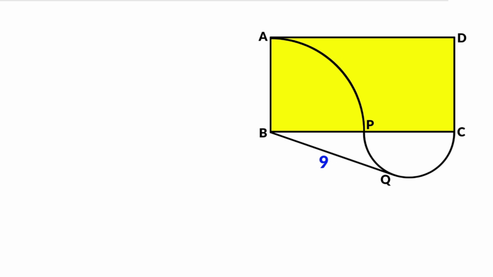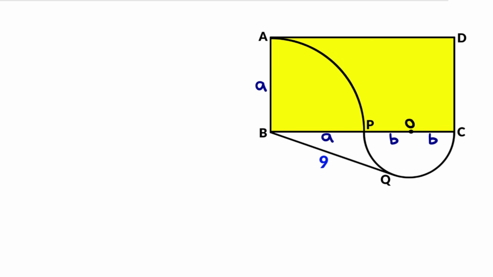Let's introduce a couple of variables. Let the radius of the quarter circle be A. Since the quarter circle fits perfectly inside the rectangle, the left side, AB, is A. Also, the bottom segment, BP, is A. Now let the radius of the semicircle be B. If its exact center is point O, then PO equals B, and OC also equals B.